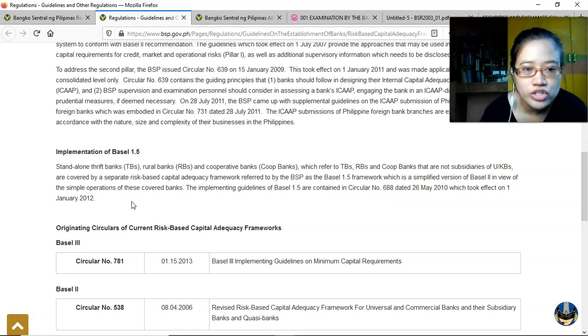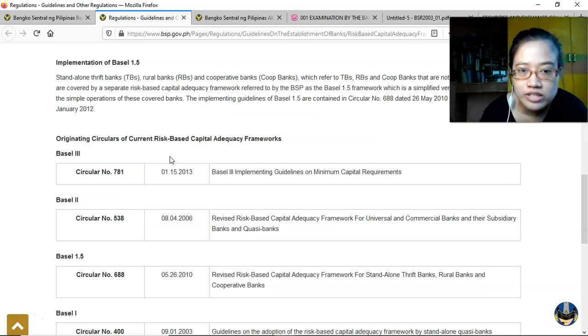Okay. Originating circulars of current risk-based capital adequacy frameworks, we have Basel III, Circular Number 781, if you want to read it. So they are linked here.